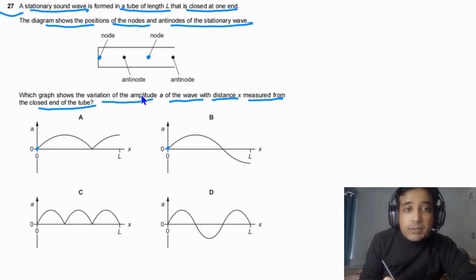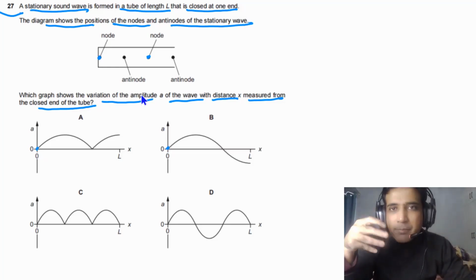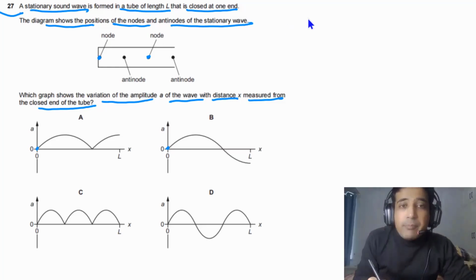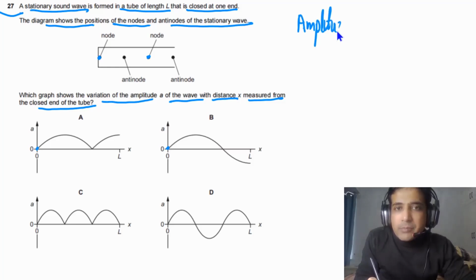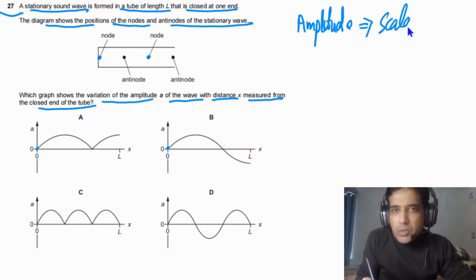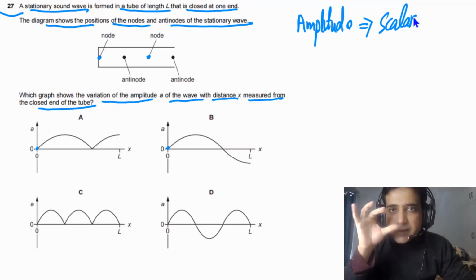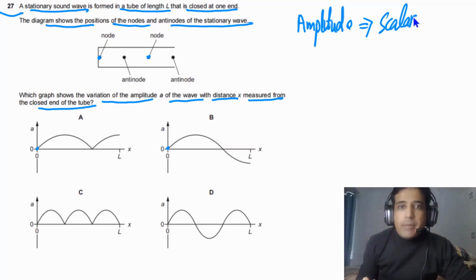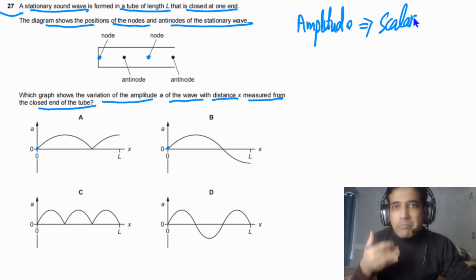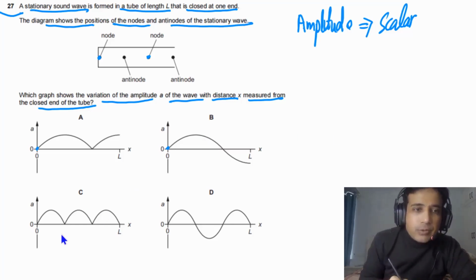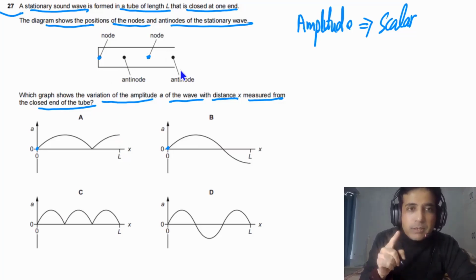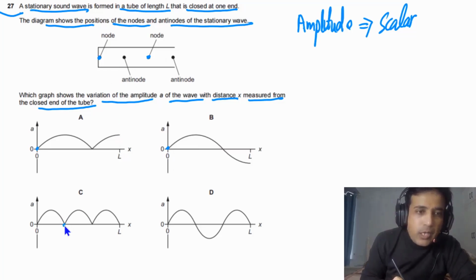Now we need to understand, is amplitude a vector or a scalar? Amplitude is a scalar quantity because it tells us the maximum size of displacement. It is the maximum magnitude of displacement. Now if you look at the given options, we have two nodes, meaning displacement is equal to 0 two times. So if you look at this one, how many nodes do we have?